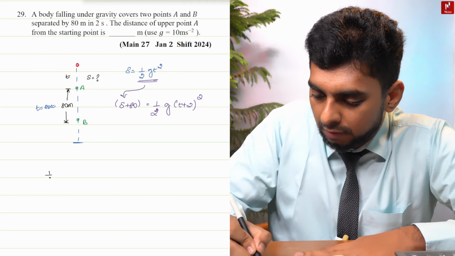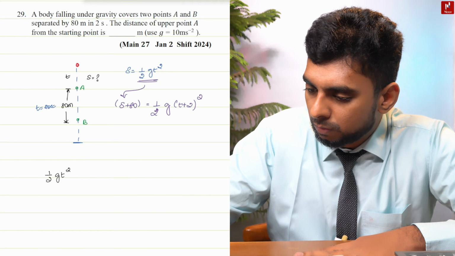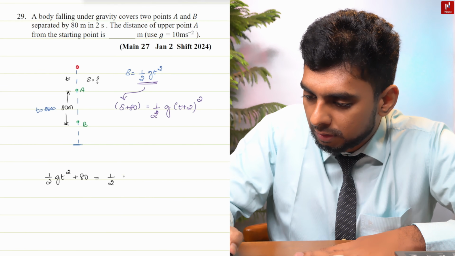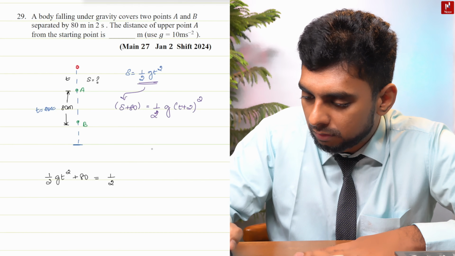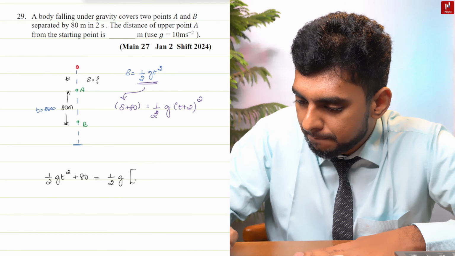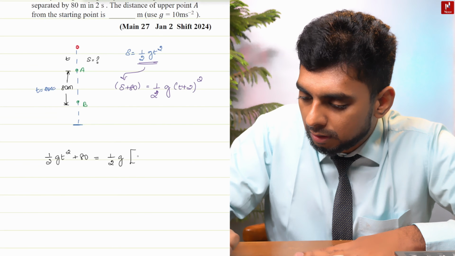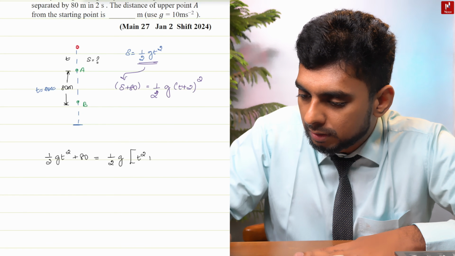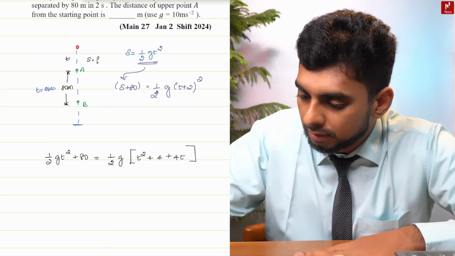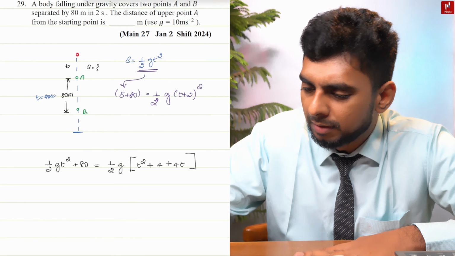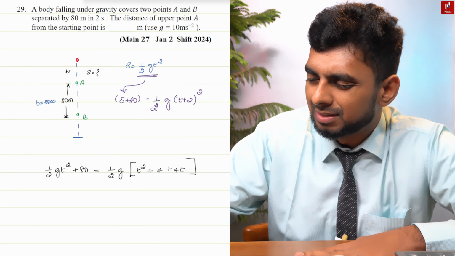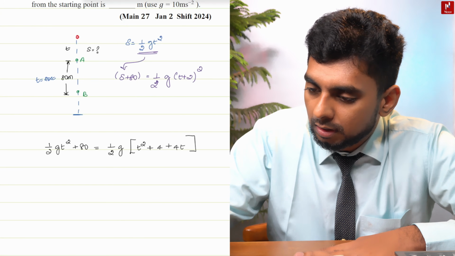So I've got half gt square, which is going to be half gt square plus 80. Half g, let me square it. If I do square it, you would have got something like this. T square plus 4 plus 4t, isn't it? Let me do the inner multiplication. Once I get the t, I'll be able to get this S equals half gt square, because if I substitute t over here, I'll end up getting this S. That's it, finished. Okay, so let me solve it on.